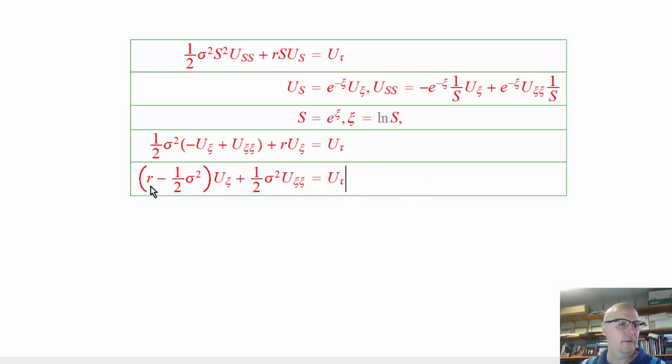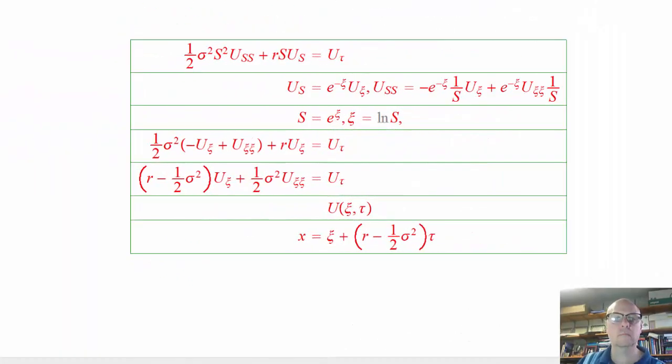R, the risk-free rate of return, we get that from the 30-day T-bill. The sigma, we would get that as the annualized standard deviation of the returns. We have all these values. Okay, so now I'm trying to find a function u, a function of squiggle and tau, that satisfies this partial differential equation.